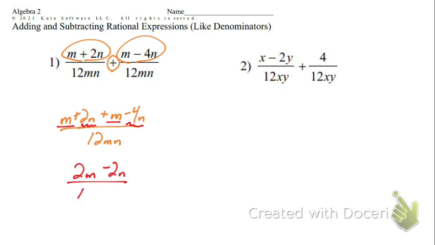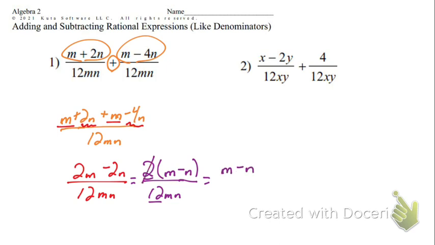That's all over 12mn. You might think we're done. We're not. Because up top, ladies and gentlemen, they both have a 2 in common. So the bottom's going to stay 12mn. The top, we're going to take out a 2. When we factor out a 2, the greatest common factor, we're left with m minus n. Now, best news here is that that's a 2 and that's a 12. Those are both divisible by 2. So when I divide that by 2, it goes away, and I'm left with m minus n on top.